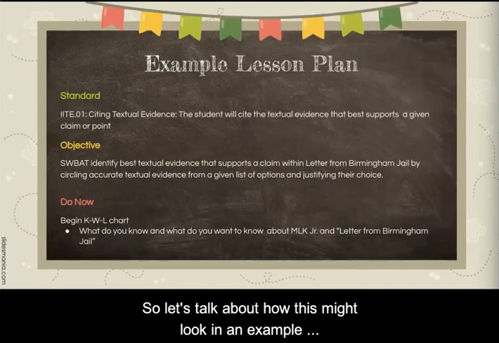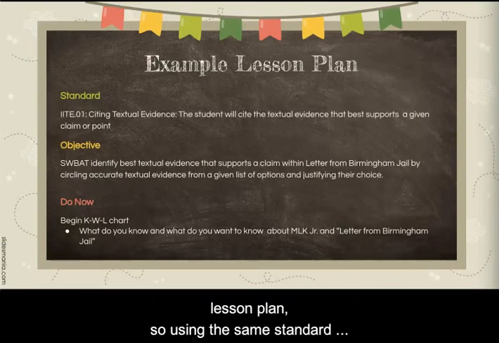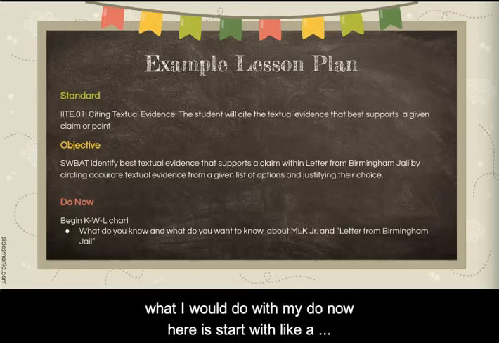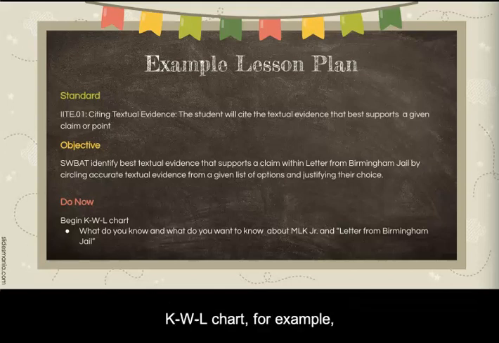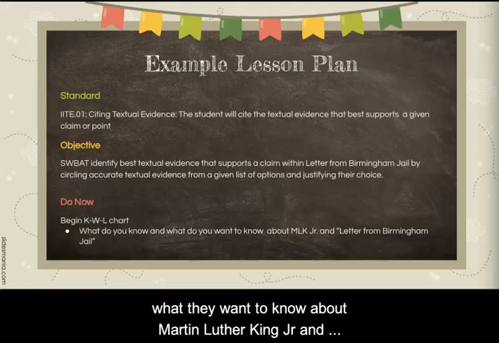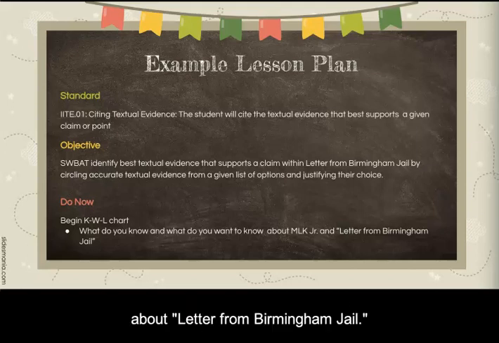So let's talk about how this might look in an example lesson plan. Using the same standard that we've been looking at, the same objective, what I would do with my do now here is start with a KWL chart, for example, and ask students to talk about what they already know and what they want to know about Martin Luther King Jr. and about Letter from Birmingham Jail.